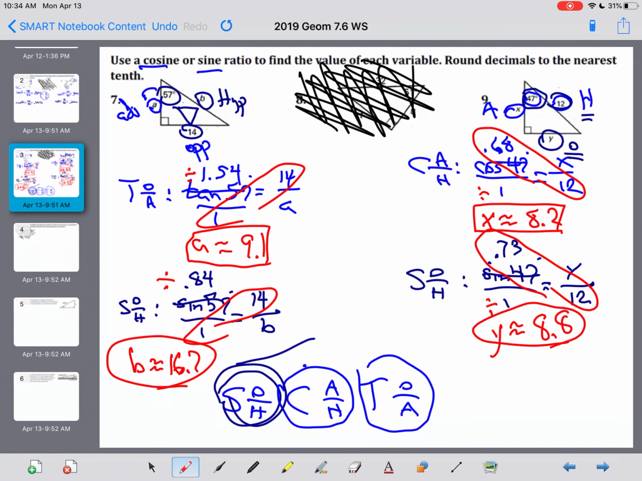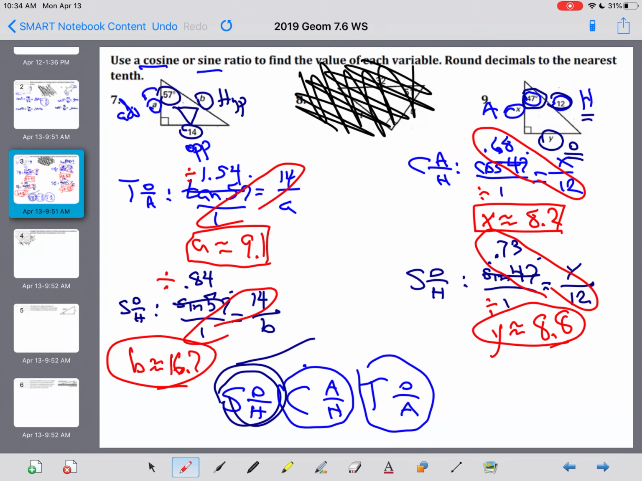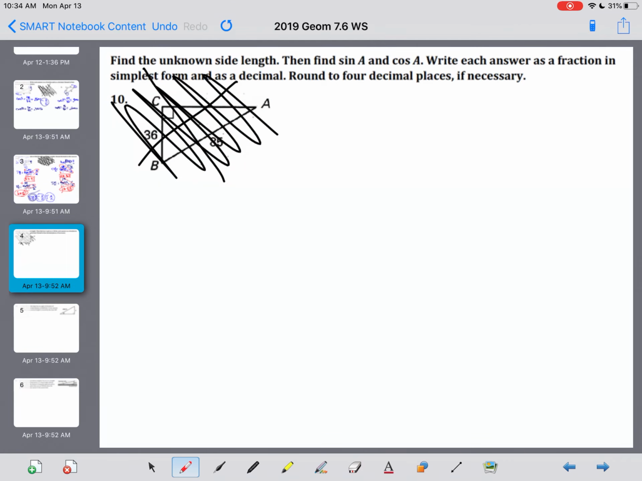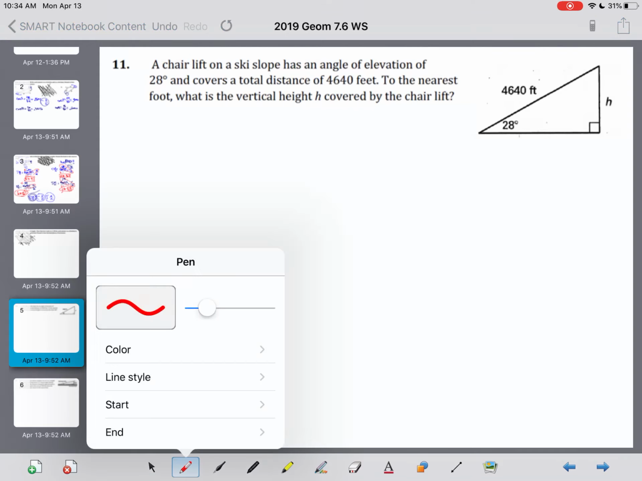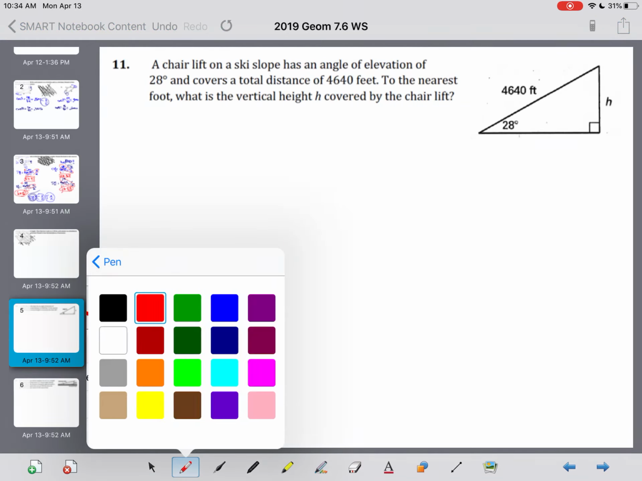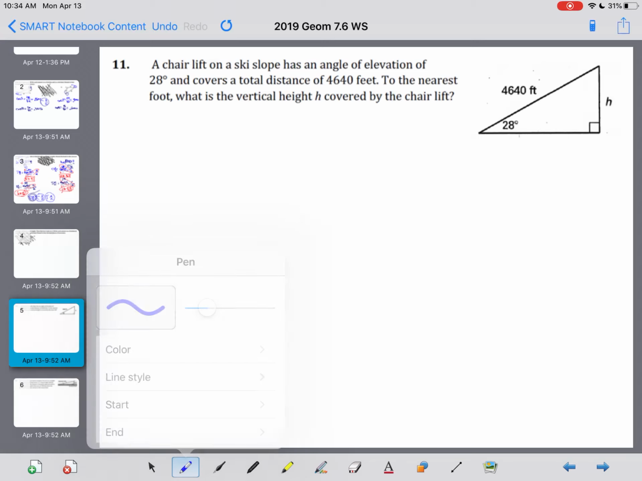Okay. A few problems left here. We're going to skip number 10. So 2 problems left here. A chairlift on a ski slope has an angle of elevation, so this is an angle up, of 28, and the chair covers, holy cow, that's a long chair ride. That can be cold if it's windy up there. To the nearest foot, what is the vertical height h?